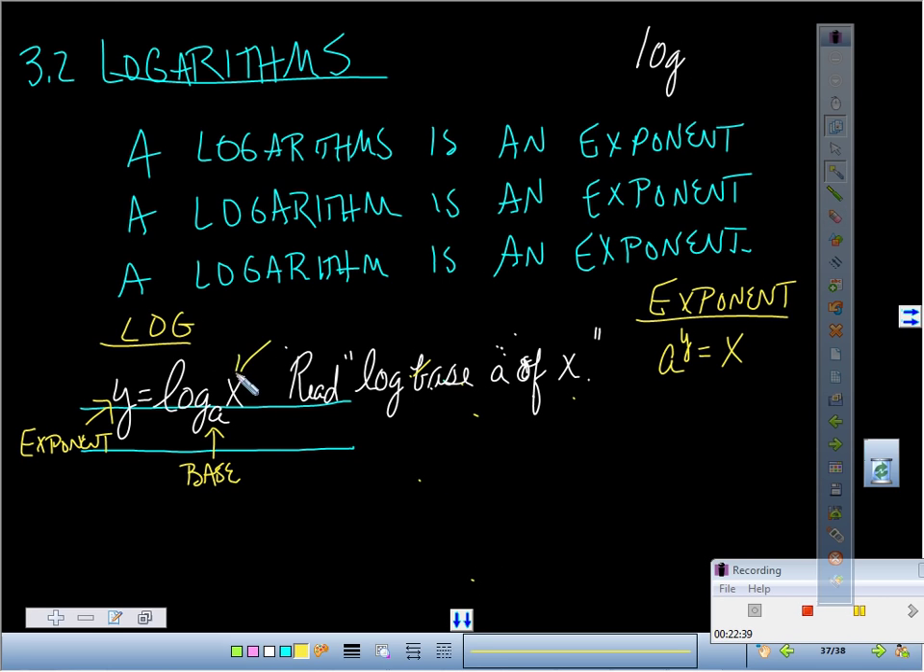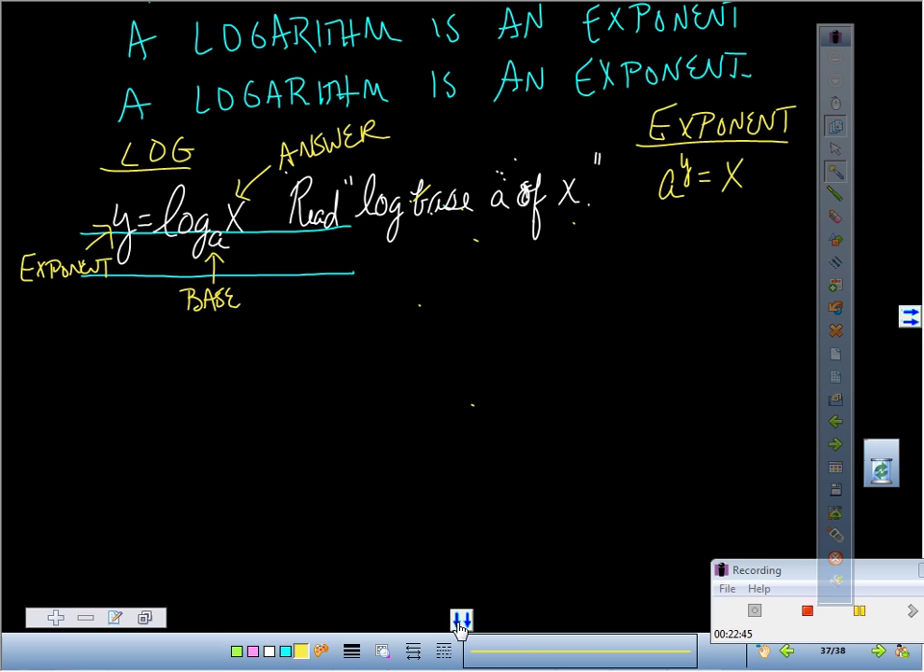So this is my what? This is called the answer. All right. So let's work some problems. You ready? Come on. It's gonna be fun. Yes. All right. Log base 2 of 4. Now, how are we going to work it? We're going to write it as an exponent.